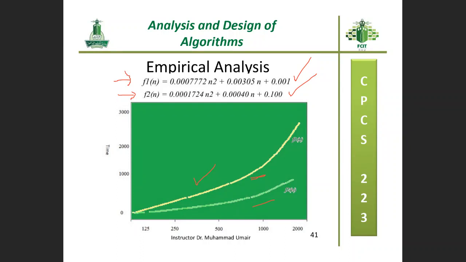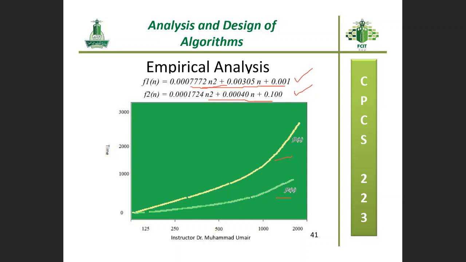Once you have drawn this polynomial function, these equations, now you can see the similarity and dissimilarity between these two functions. You can observe that both equations, although they are different, their pattern is the same. The first equation is also an square plus bn plus c, and the second equation is also an square plus bn plus c, of the same nature.